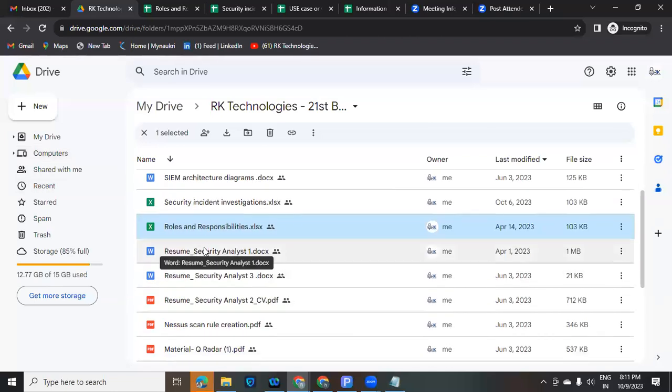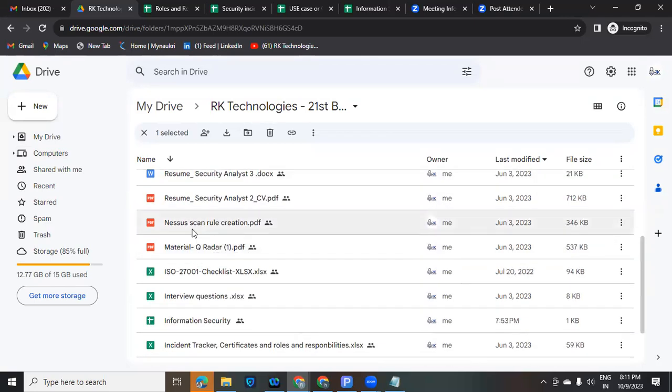So next one is the resume. I attached a couple based on your experience. You can go and edit whatever you like, but don't edit this one directly. You can make your own format, and in that format, maybe you can copy and paste all these roles and responsibilities.